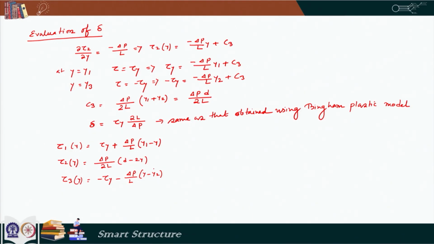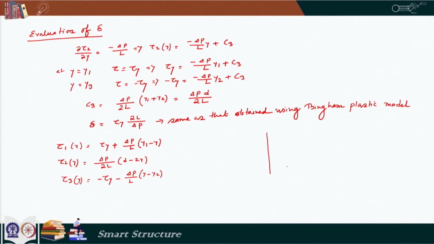So, our governing differential equation says that del tau by del y is equal to minus del P by L, and integrating that we get that our variation of tau along y is linear, and that is what we see here. So, if you want to plot the shear distribution, it would look like this.